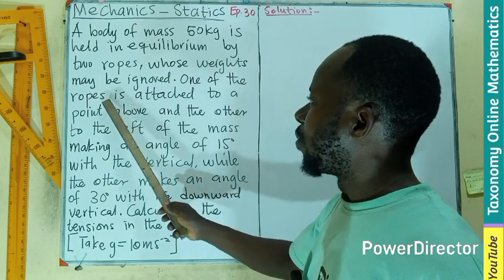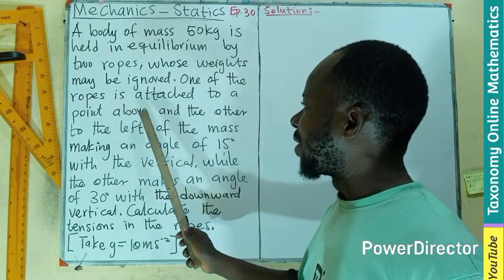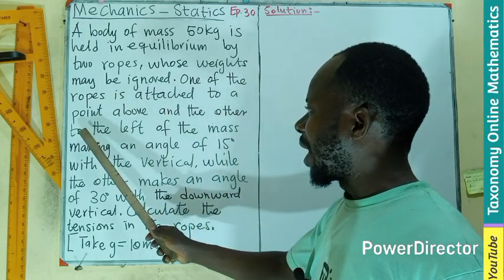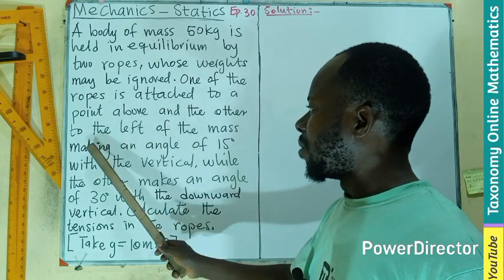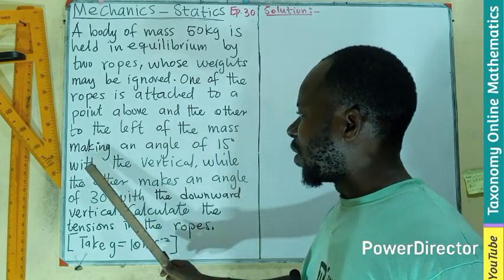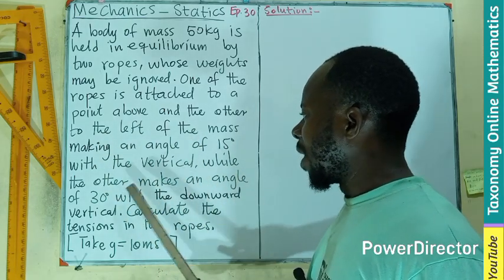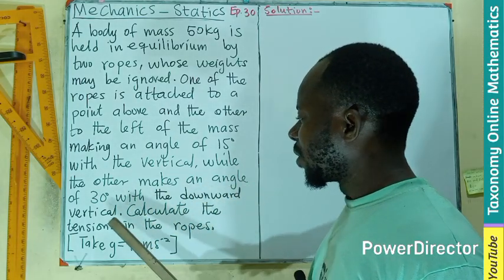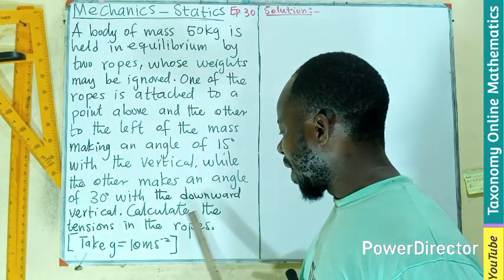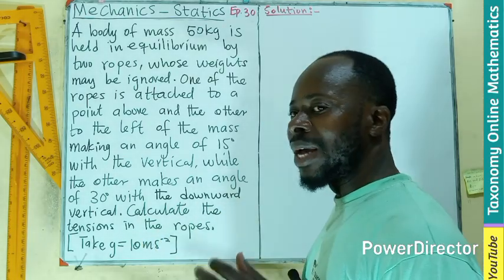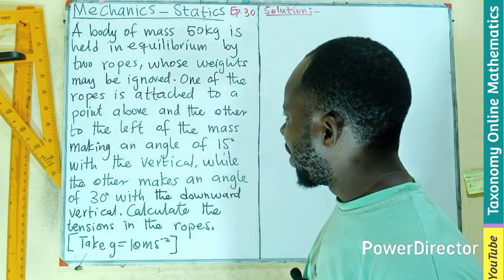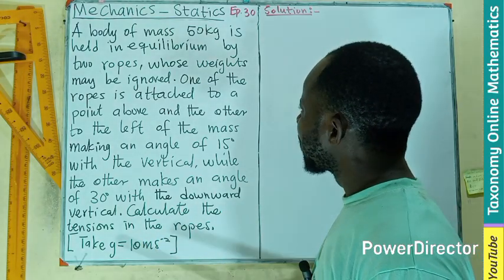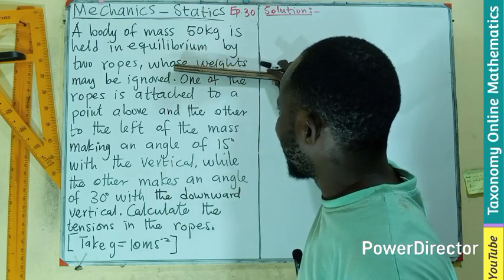One of the ropes is attached to a point above and the other to the left of the mass, making an angle of 15 with the vertical, whilst the other makes an angle of 30 with the downward vertical. We have to calculate the tension in the rope. Now we have two ropes and two angles. Let's take this part of the sentence again.